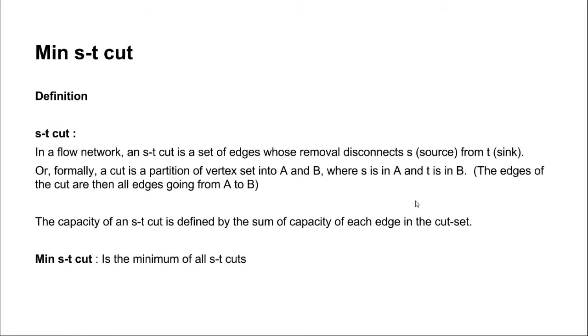Now, to find the min ST cut using the Ford-Fulkerson algorithm, here is the definition of an ST cut. In a flow network, an ST cut is a set of edges whose removal disconnects S, the source, from T, the sink. Formally, a cut is a partition of the vertex set into A and B, where S is in A and T is in B. The edges of the cut are all edges going from A to B. The capacity of an ST cut is the sum of the capacities of each edge in the cut set. The min ST cut is the minimum of all ST cuts.